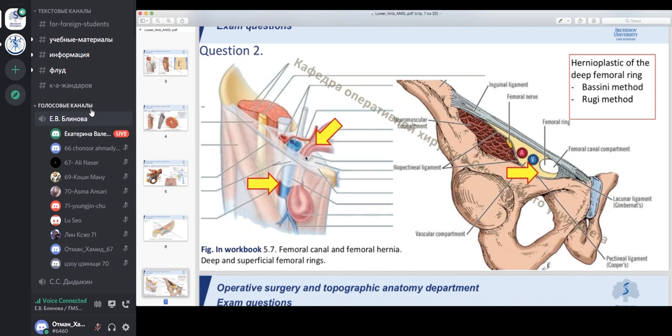The femoral ring has four walls. The anterior wall is the inguinal ligament. The medial wall is the lacunar ligament, the lateral wall is the femoral vein, and the posterior wall is the Cooper ligament. Through this ring, the hernia sac passes, and the hernia will be located on the medial part of the medial region of the thigh.